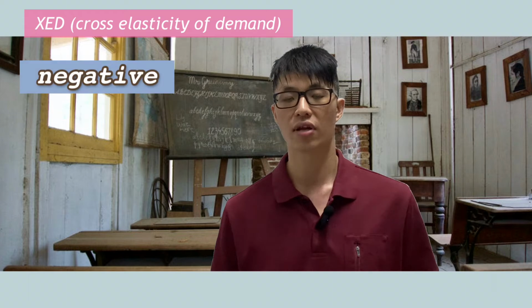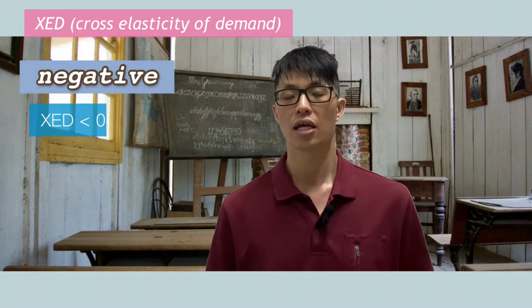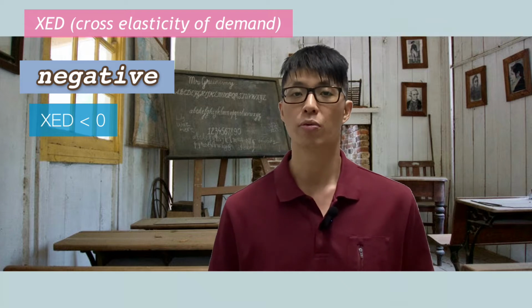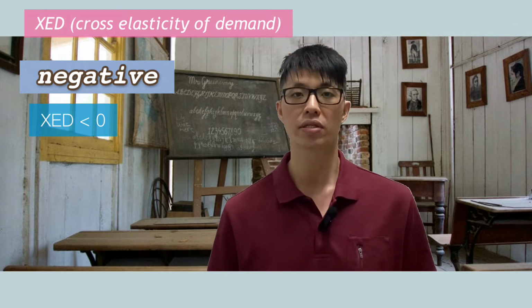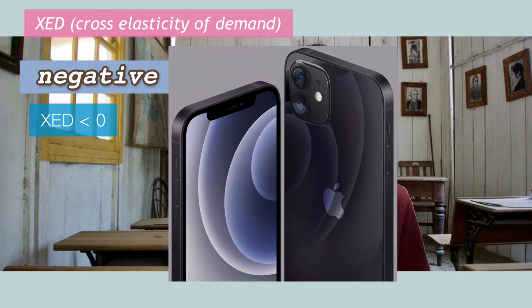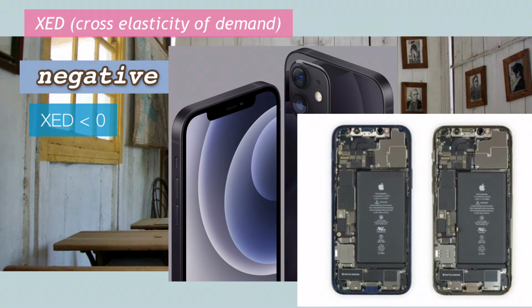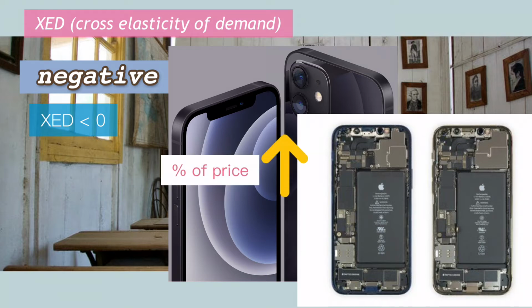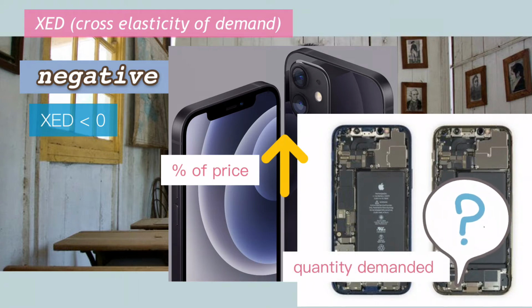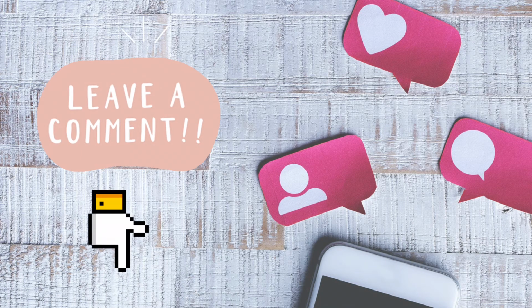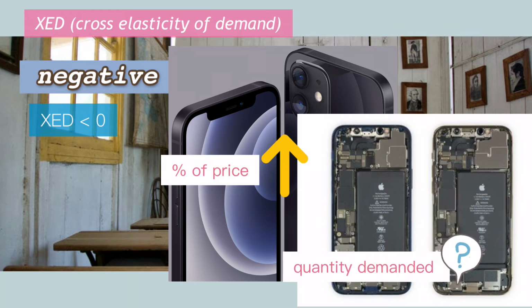As for the negatives, it means complements. If they are complements, then they will have a negative relationship. That's why they have a negative sign. For example, the complements are like iPhones and the iPhone's batteries. If the price percentage of iPhone goes up, what will happen to the quantity demanded or demand for batteries of iPhone? Let me know in the comments below. You're right, it will actually decrease. So one goes up, one goes down. It shows opposite direction or negative relationship.